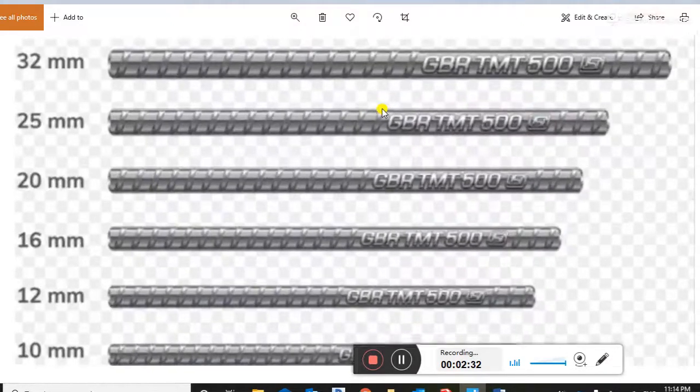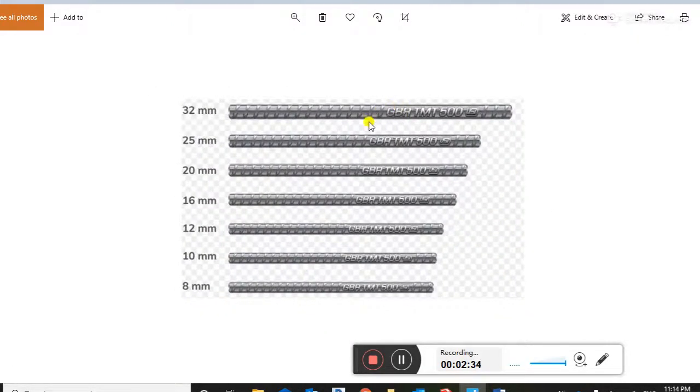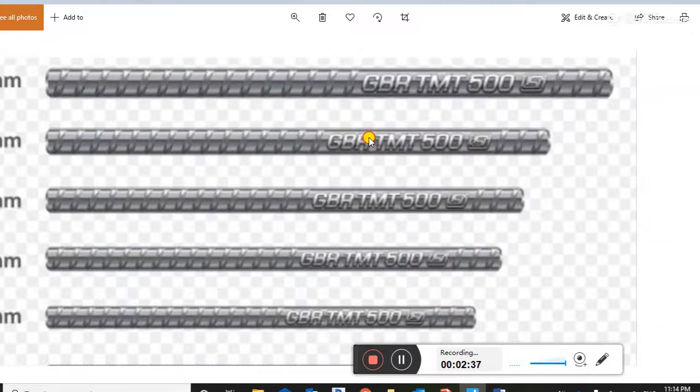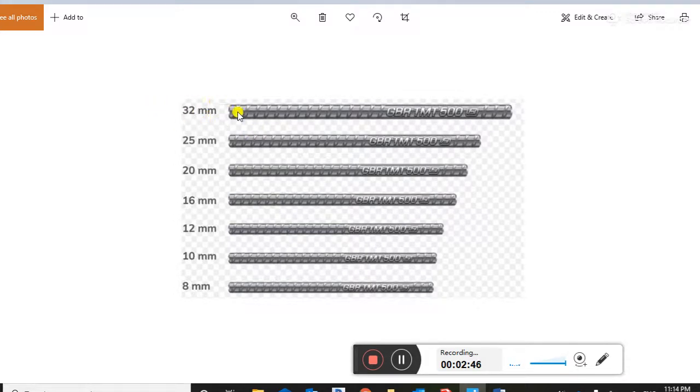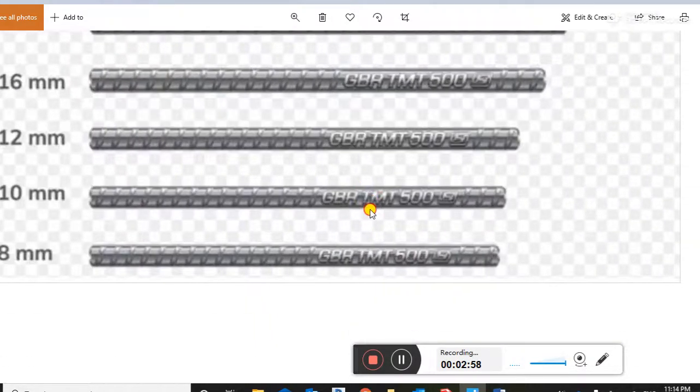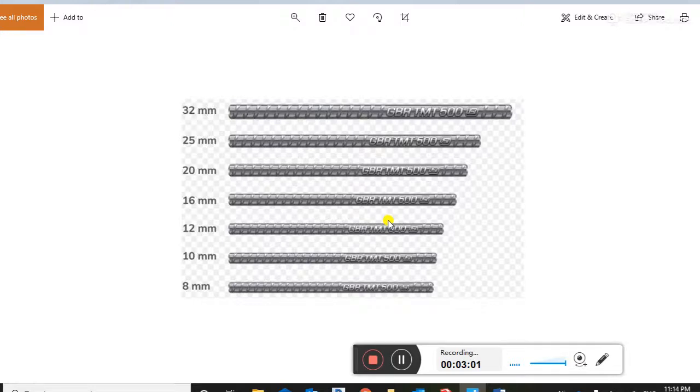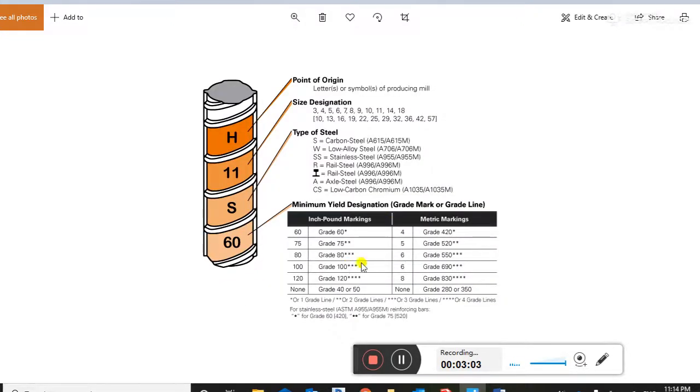This is also a TMT or rough steel bar. You can see the company name and the grade of steel here, and this is the diameter of the steel. This shows 32 millimeter, this is 25 millimeter, this is 20 millimeter, this is 16 millimeter, this is 12 millimeter, this is 10 millimeter, and this is 8 millimeter. This is commonly used in construction. Guys, this is steel rebar.